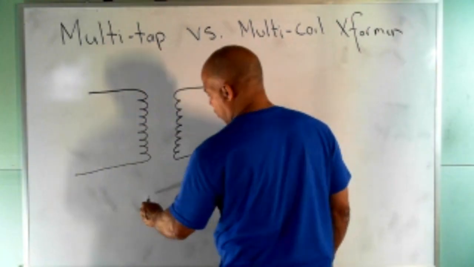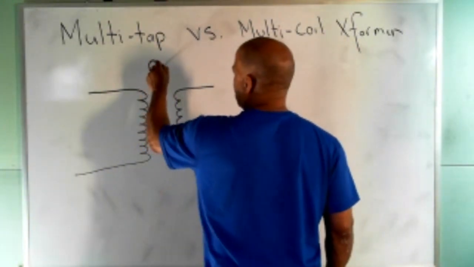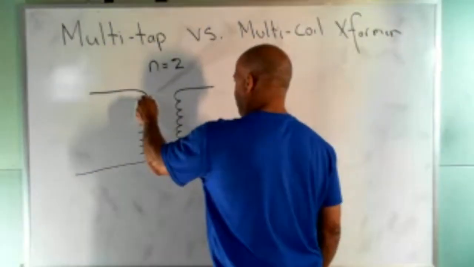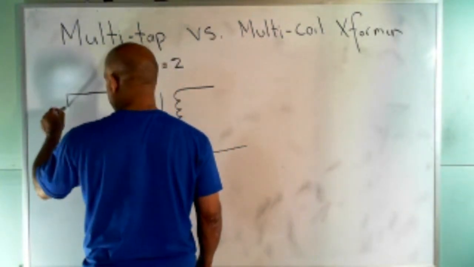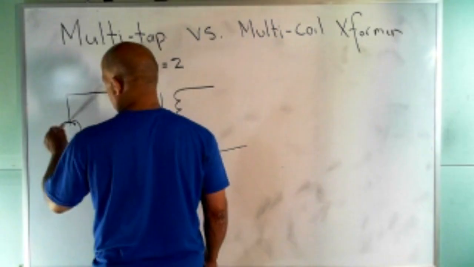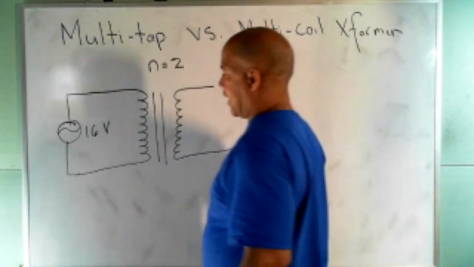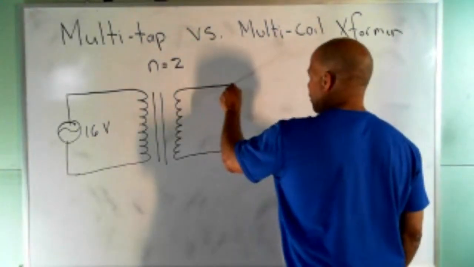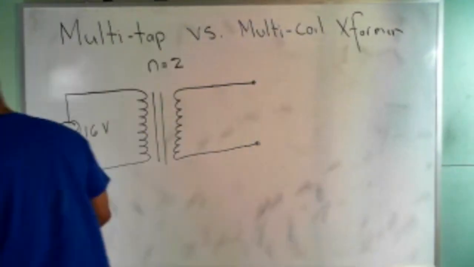Let's just go with what we had before. So if I told you the turns ratio is 2, right? I told you the turns ratio is 2. I'm going to hook up, I don't know, make it 16 volts AC. So I've got 16 volts on my primary. And then you already know over here, I'm going to have twice that. I'm going to have 32 volts.